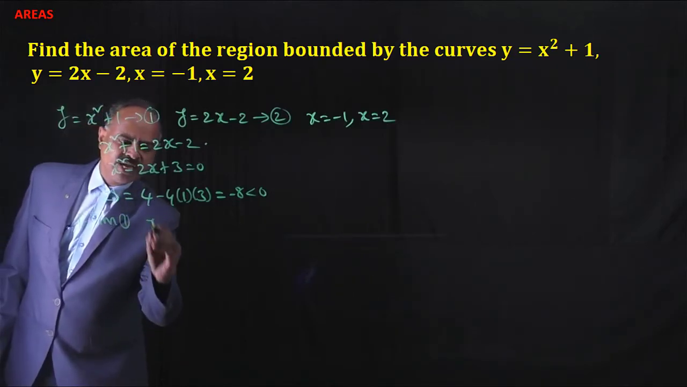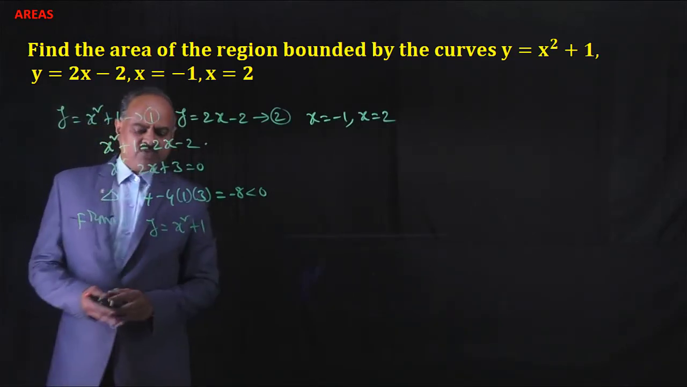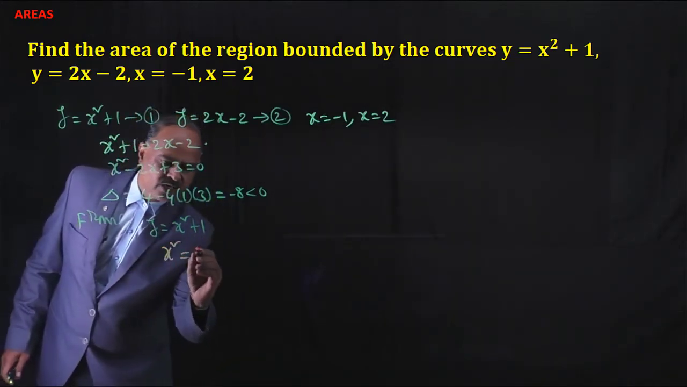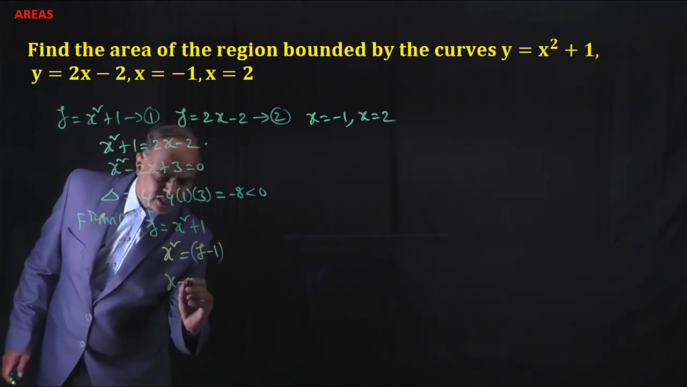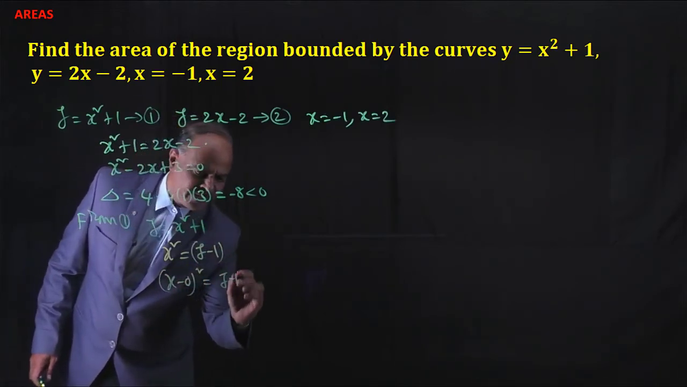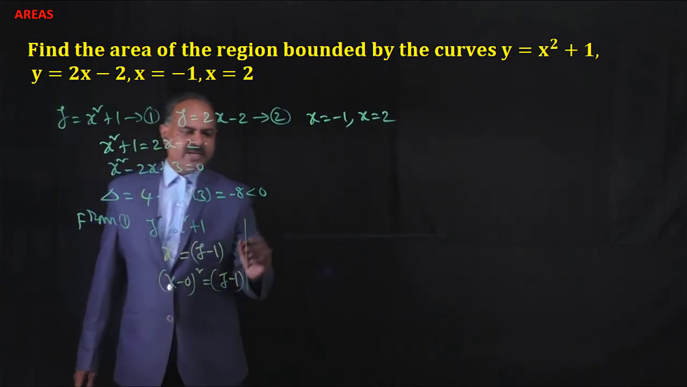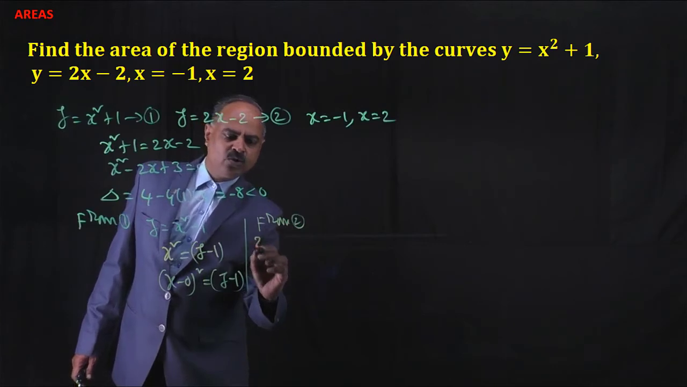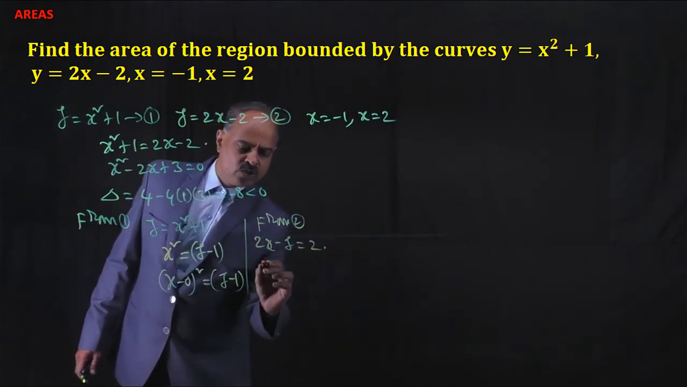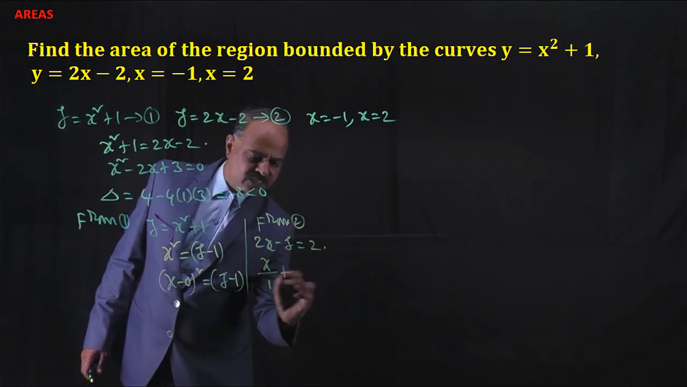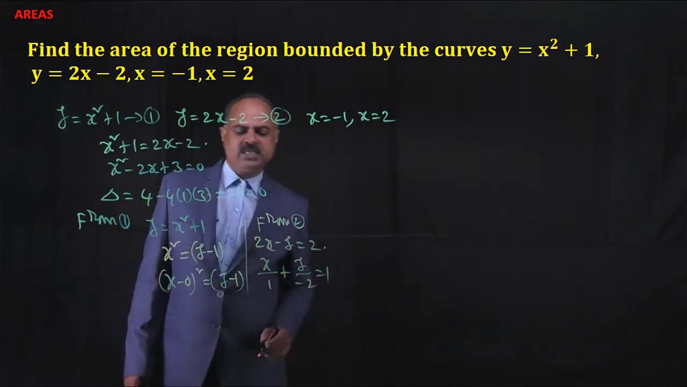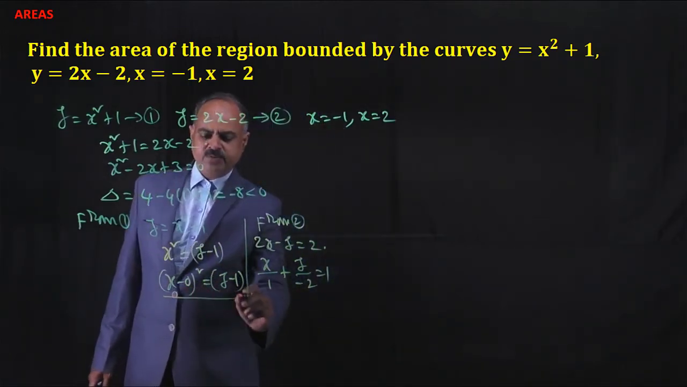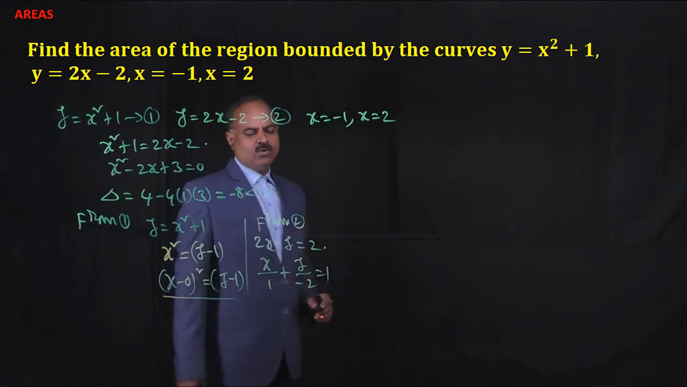First from equation number 1, y is equal to x square plus 1. So x square is equal to y minus 1. So x minus 0 whole square is equal to y minus 1. So from equation number 2, y equal to 2x minus 2, 2x minus y is equal to 2. So here that is x by 1 plus y by minus 2 is equal to 1. So draw the parabola x minus 0 whole square equal to y minus 1.